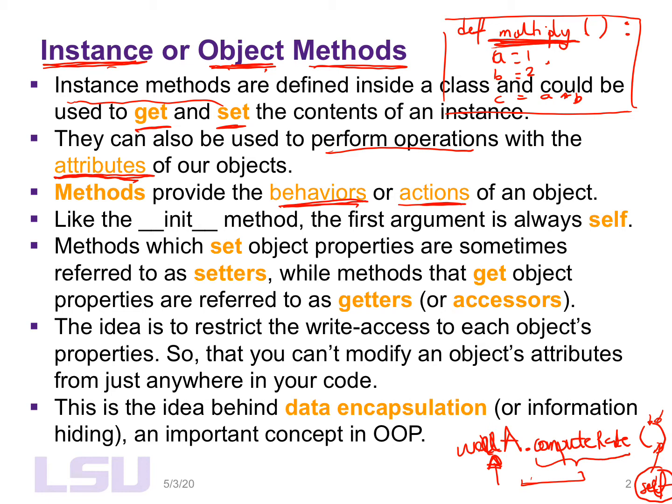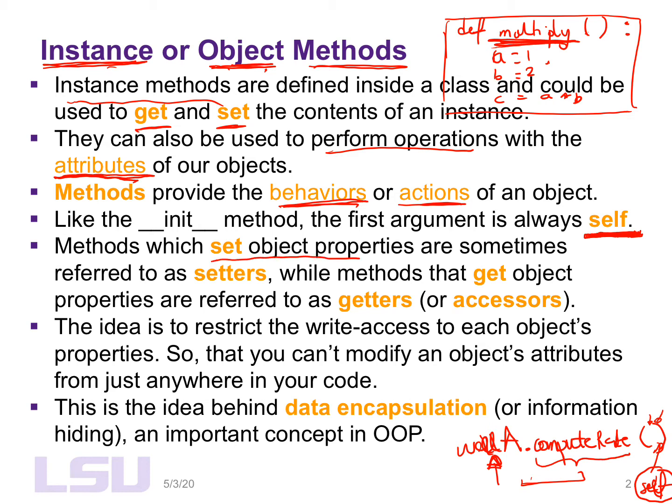Like the init method, the first argument is always self. All methods in a class, which will end up being available in the object you create from that class, always have self as the first argument. When you define the method, the first argument will always be self. So that's the main difference between a regular function and a method. A method is like a function, except that it has a first argument, which is self. And that first argument is what makes it a method and not just an ordinary function.